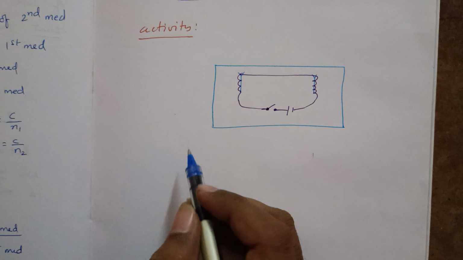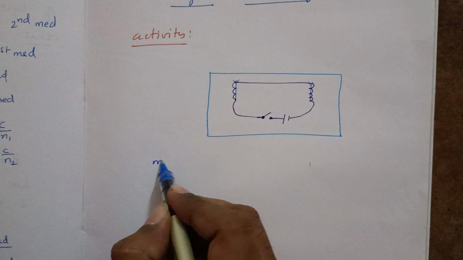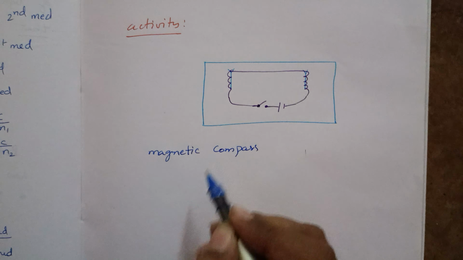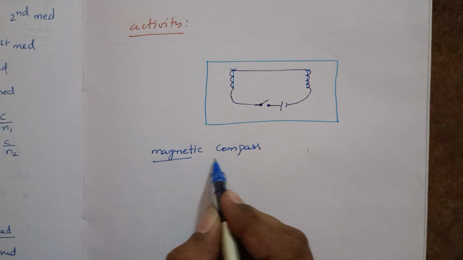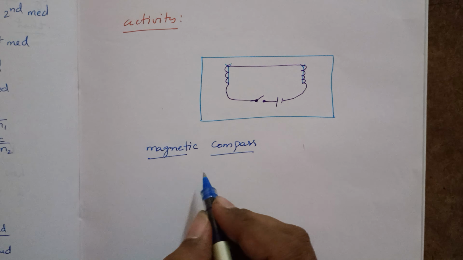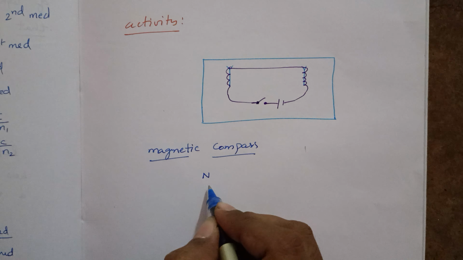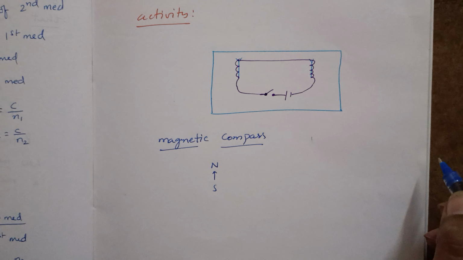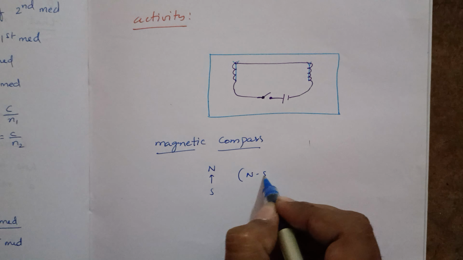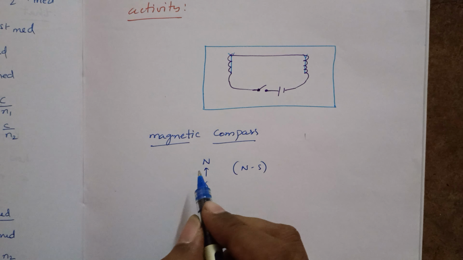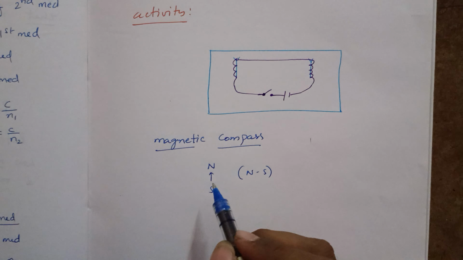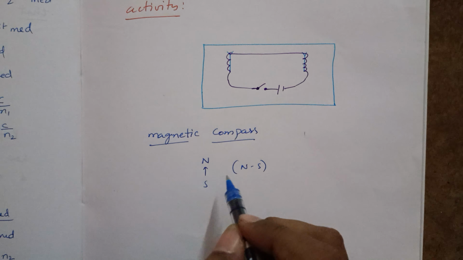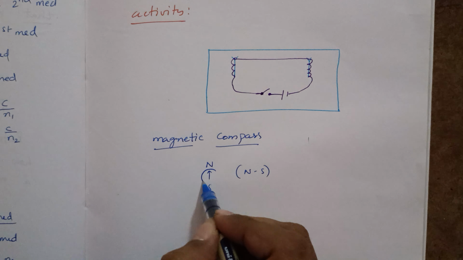Apart from this, we need a magnetic compass. What is the use of a magnetic compass? It shows north, south directions. Earth is considered as a big magnet, and the compass will show the north and south of the Earth. It is influenced by the magnet.